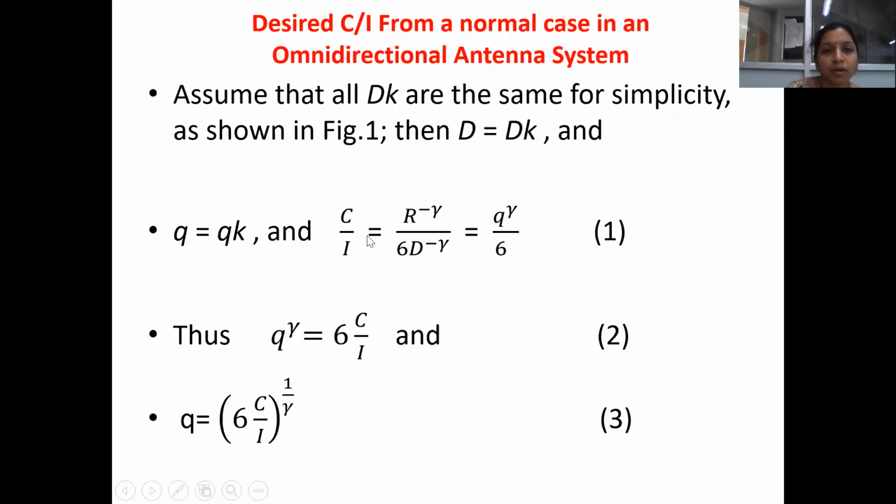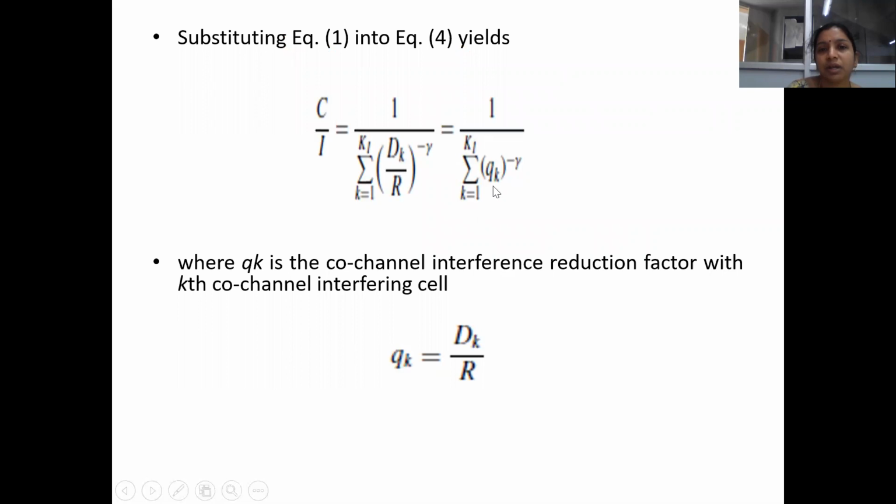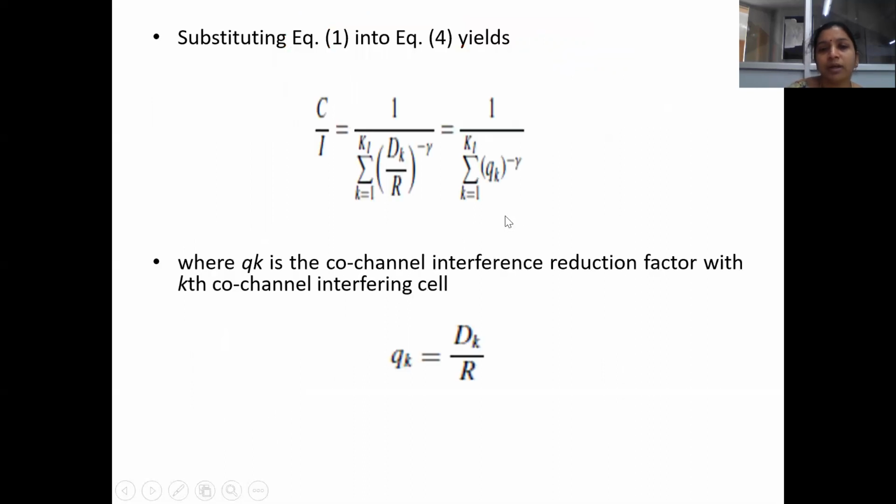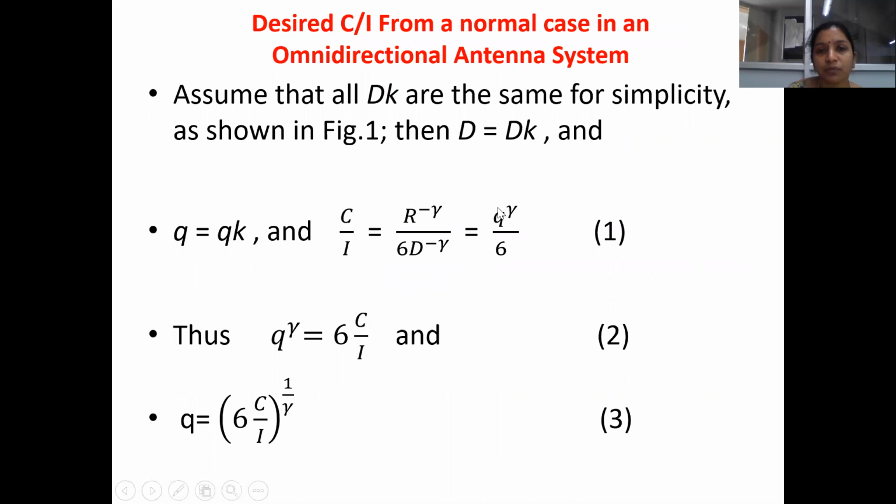We substitute in the formula for carrier to interference ratio, C by I equal to R power minus gamma by the summation of D power minus gamma. The summation is over the 6 co-channel cells, so we substitute 6 into D power minus gamma. Simplifying, D by R is nothing but q, so in place of D by R we substitute q, giving q power gamma by 6. Gamma, we know, is the path loss slope.